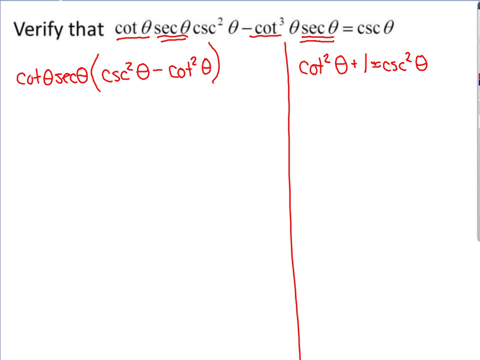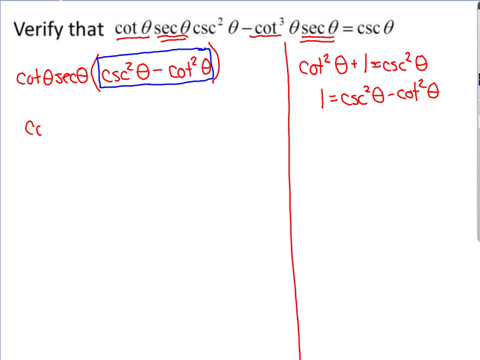One of our Pythagorean identities is cotangent squared of theta plus 1 is equal to cosecant squared. So to take the cotangent to the other side, we're going to be left with cosecant squared of theta minus cotangent squared of theta is equal to 1. So we can come over here and we can replace this entire quantity with 1.